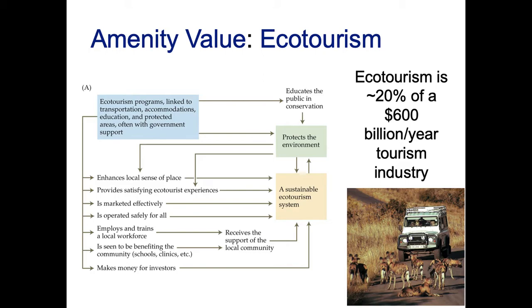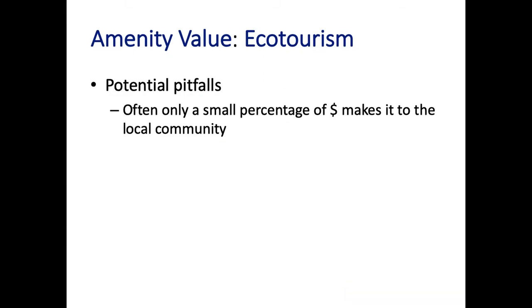And thinking about sustainable ecotourism is important. And so this flow chart kind of looks at other values of ecosystem tourism in terms of education, environment protection. It's not always perfect, but there's a lot of good things that often come out of ecotourism. Some potential pitfalls, sometimes only a small percentage of the money makes it to the local community. So it may mostly go to larger tour operators or to more luxurious hotels nearby, things like that.